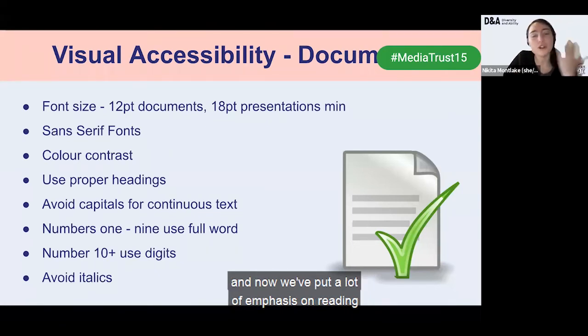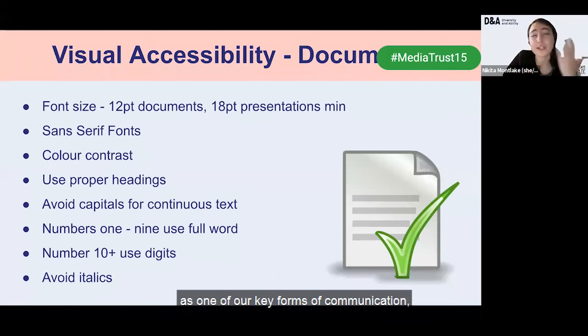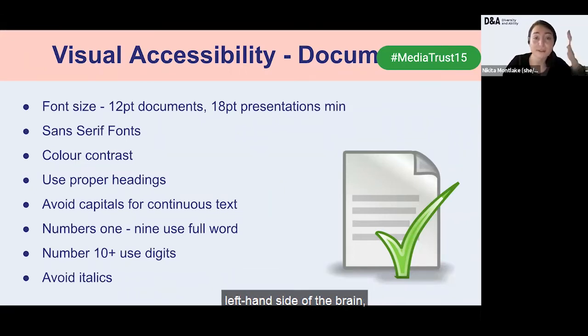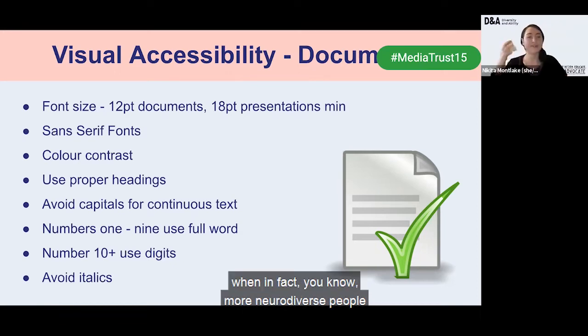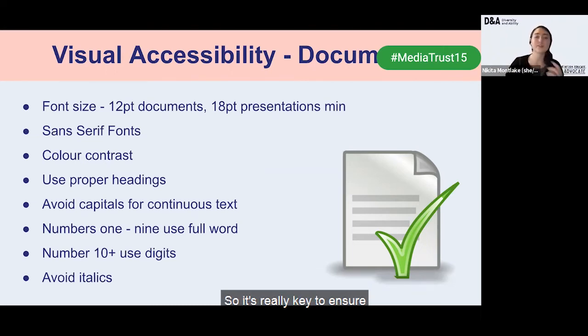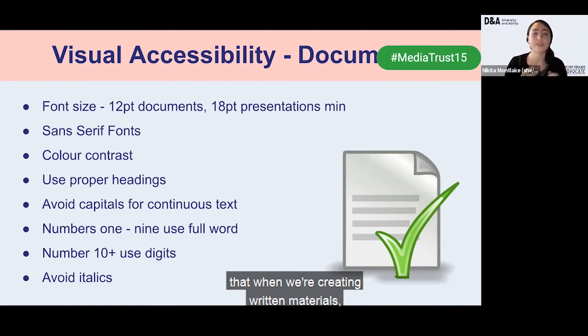And now we've put a lot of emphasis on reading as one of our key forms of communication, but it does create a huge barrier for a large number of people. The practice of reading uses the left-hand side of the brain, when in fact more neurodiverse people are stronger on their right-hand side of the brain. So it's really key to ensure that when we're creating written materials, we make them as accessible as possible, to avoid people facing that barrier.